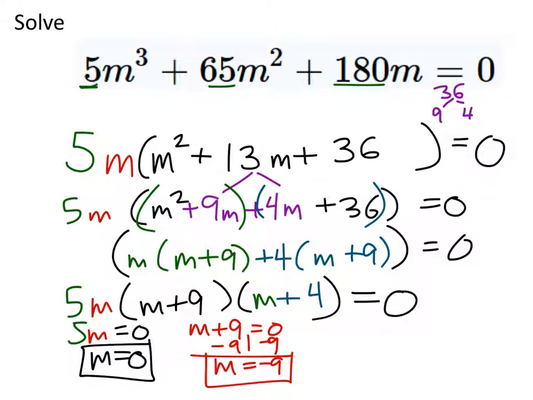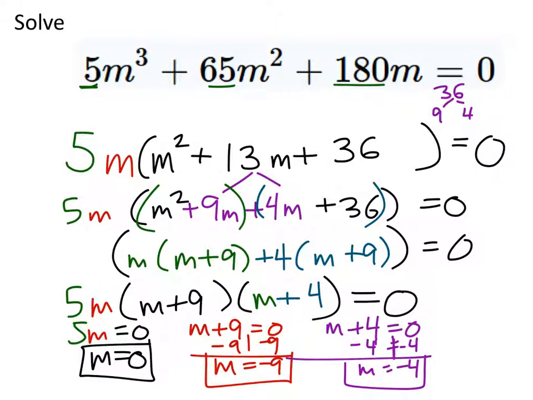And then our final one, m plus 4. If I can make that equal 0, then it's still true. Subtract 4 from both sides. Whoops. So m equals negative 4. Now we'll just check these.